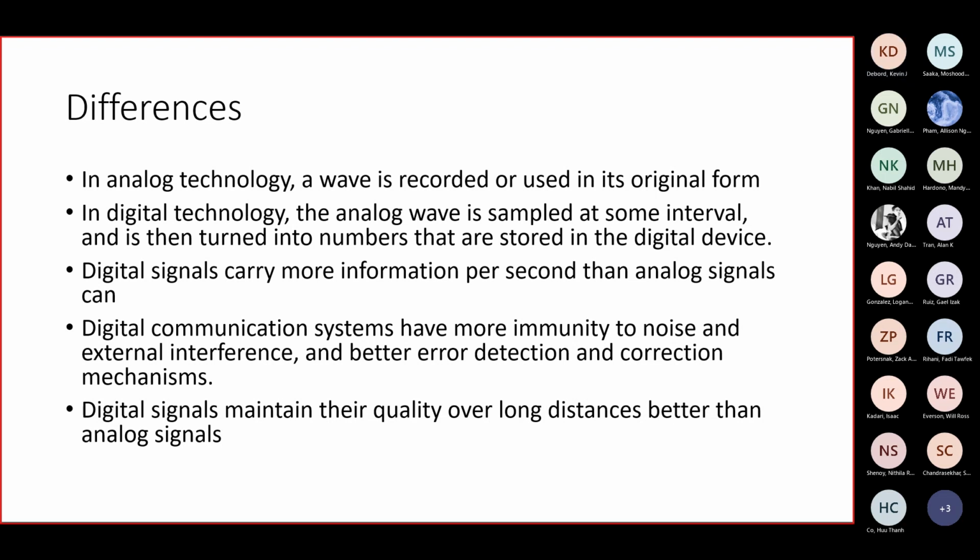Okay. Digital signals can carry more information per second than analog signals can, because with analog, you have to take every single bit. If you cut out even a millisecond, there'll be a slight pause, right? But digital is being compressed into ones and zeros, and then we're going to go over how those can be transmitted efficiently. Digital communication systems have more immunity to noise and external interference, and they have much better error detection and correction mechanisms. And digital signals maintain their quality over long distances better than analog signals.